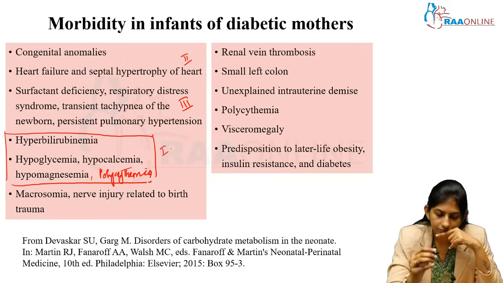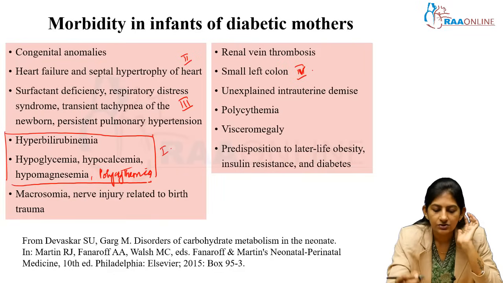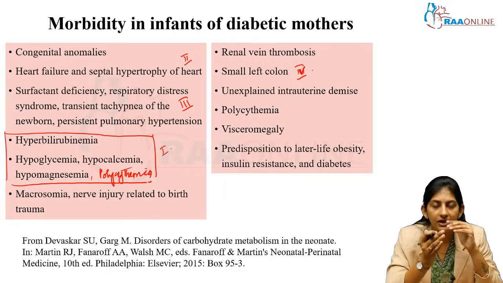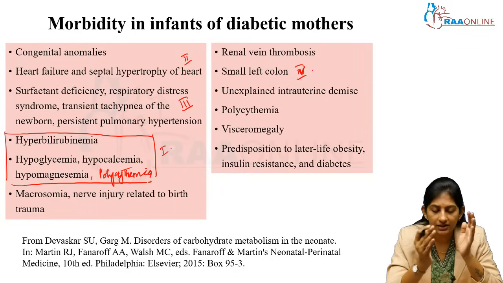And GIT. Okay, so lazy left colon is one of the congenital anomalies, and that can be persistent, and after that there can be visceromegaly.